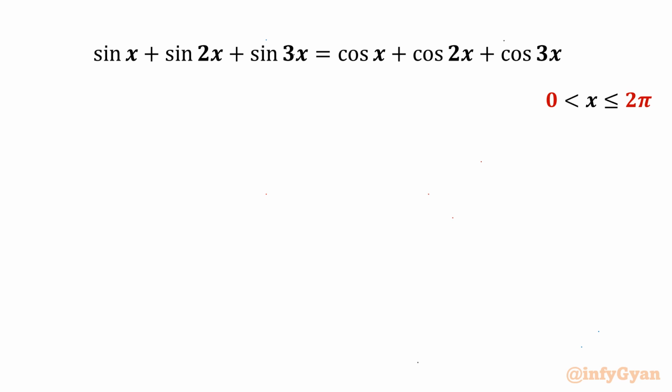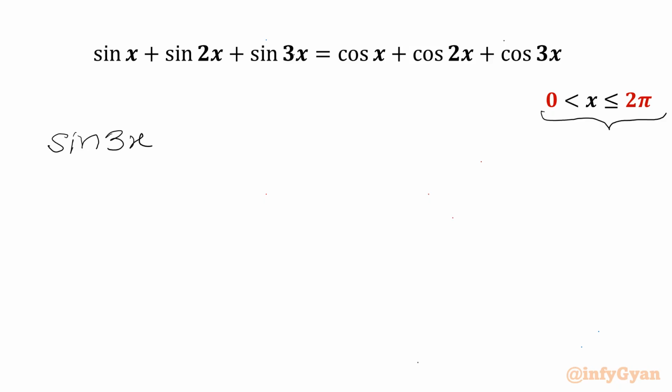In today's video, we have one very interesting question from trigonometry. We have to solve the equation sin x plus sin 2x plus sin 3x equal to cos x plus cos 2x plus cos 3x, where x lies in the interval 0 to 2 pi. I will share the graphical conclusions at last. We will see the graph part also. So let's get started by writing our equation.